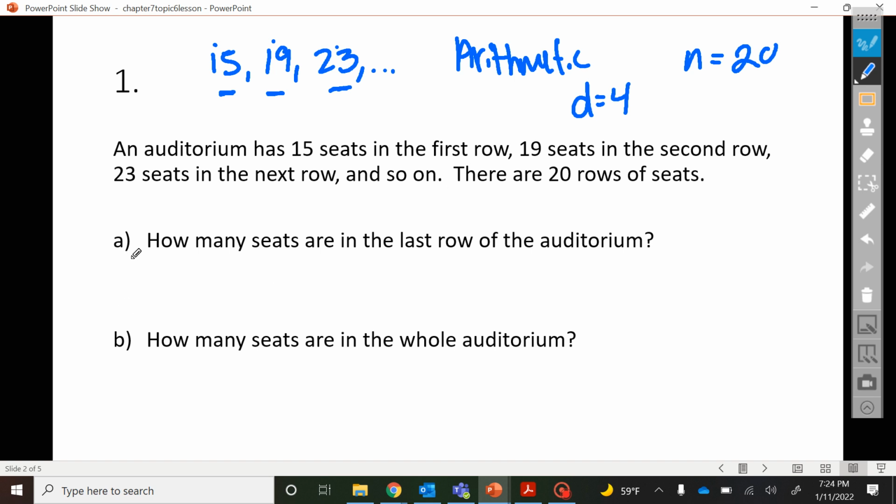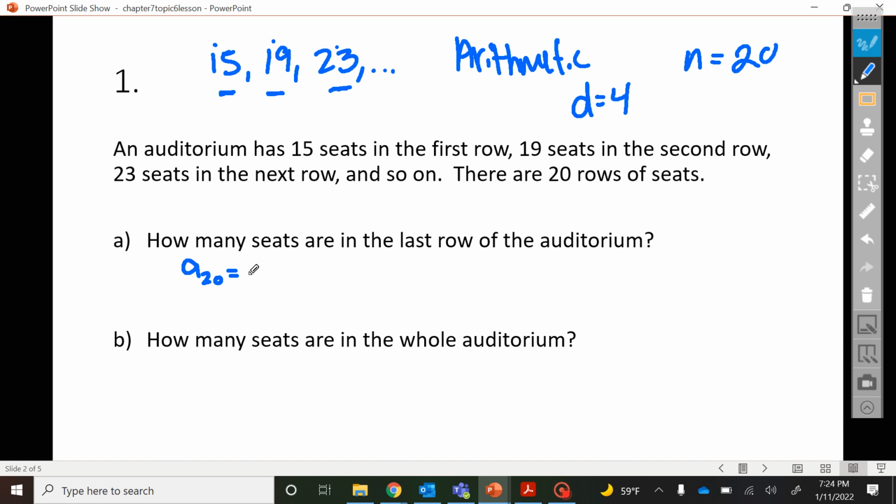So let's look at letter A. Letter A says, how many seats are in the last row of the auditorium? This is basically asking us how many seats are in the 20th row. That will be the 20th term in the sequence, a20, the very last term of the sequence.